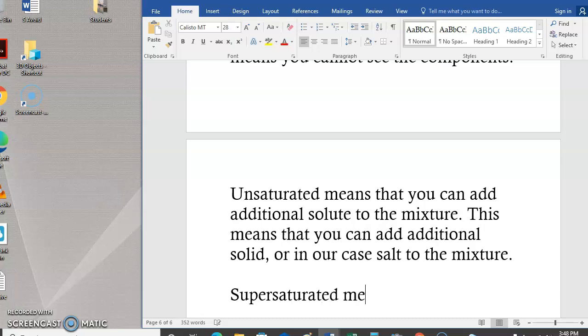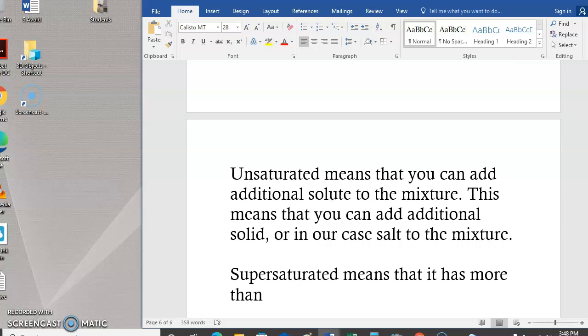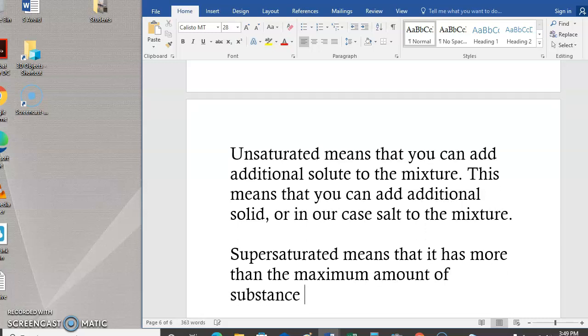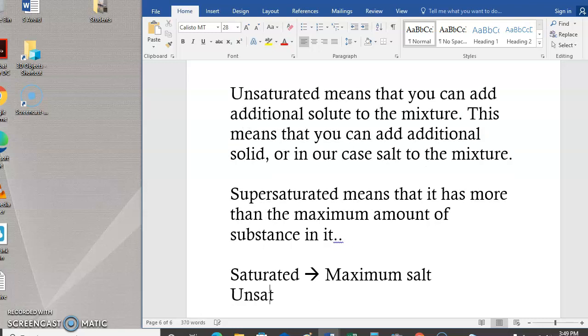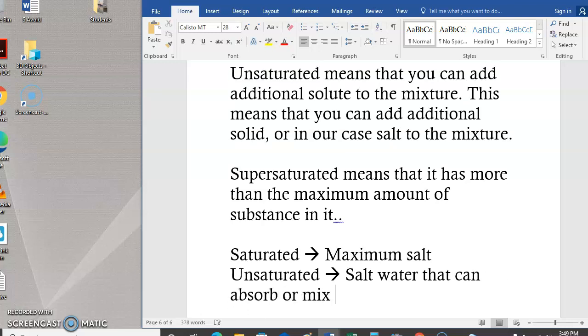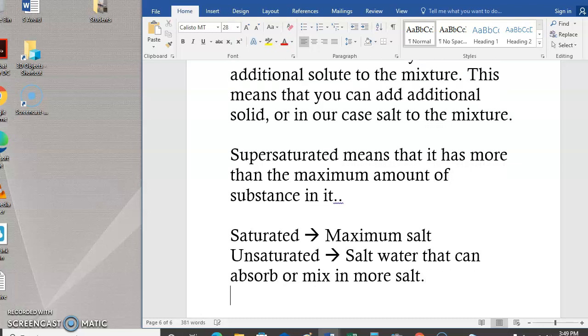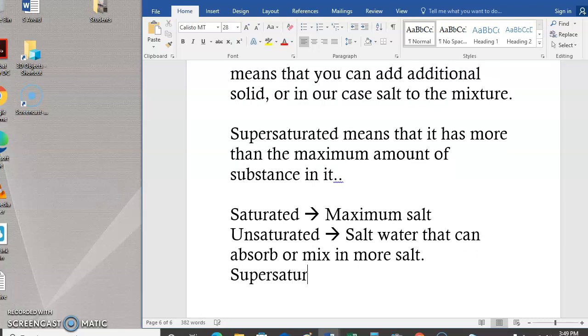Supersaturated means that it has more than the maximum amount of substance in it. So, let's recap. Saturated, maximum salt. Unsaturated, it's salt water that can absorb or mix in more salt. Supersaturated means more than the maximum salt.